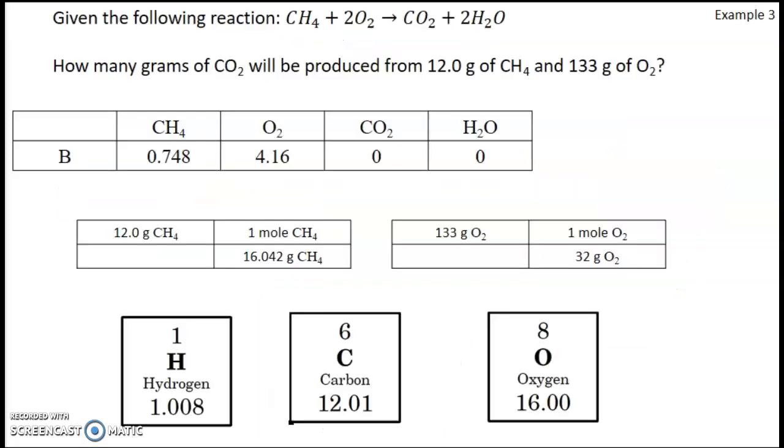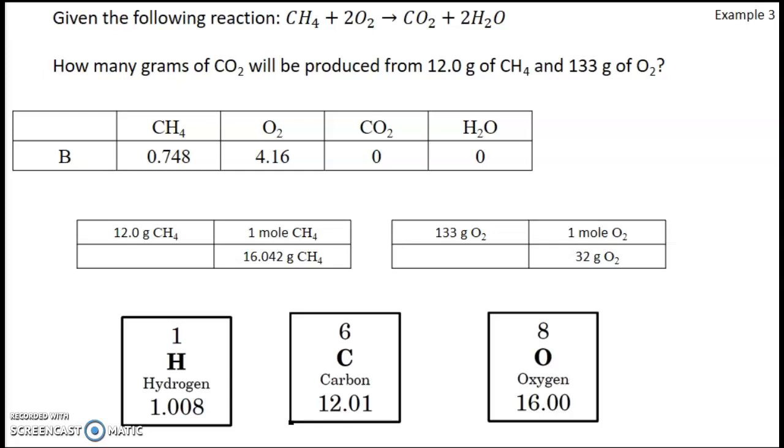Now we're going to turn to a numerical example. Here we have a problem. Given the following reaction, CH4 plus 2O2 yields CO2 plus 2H2O, how many grams of CO2 will be produced from 12 grams of CH4 and 133 grams of O2?